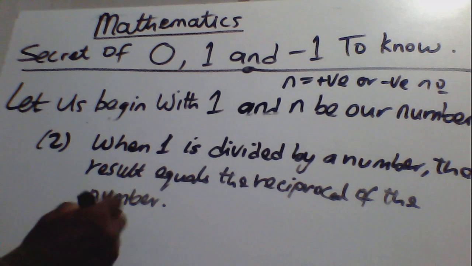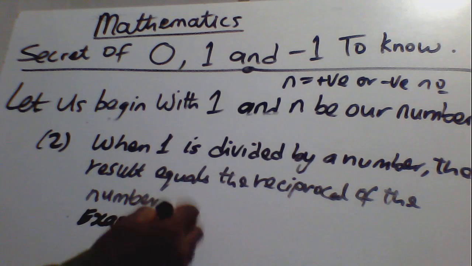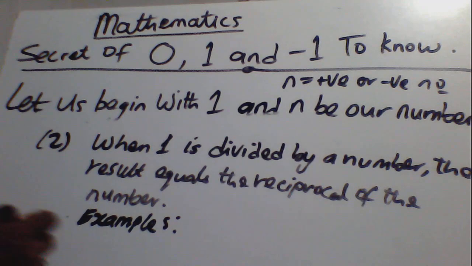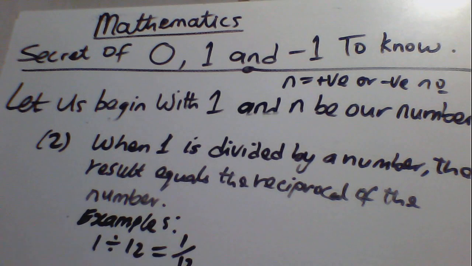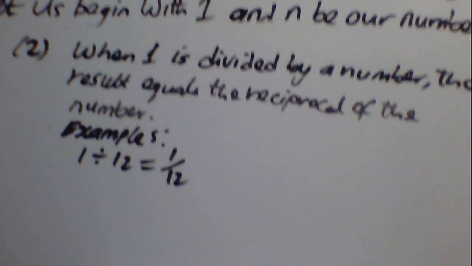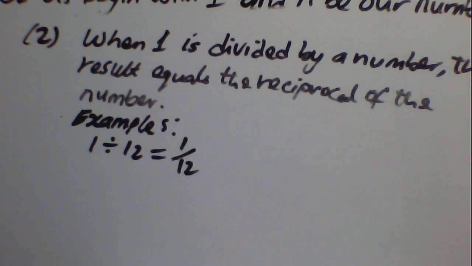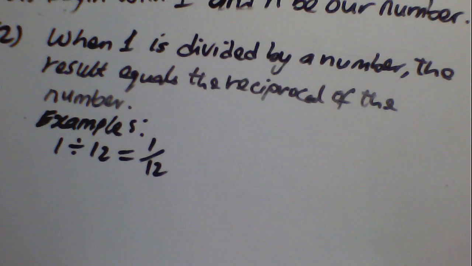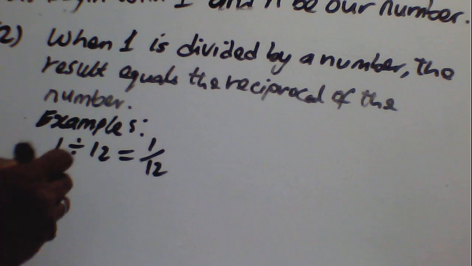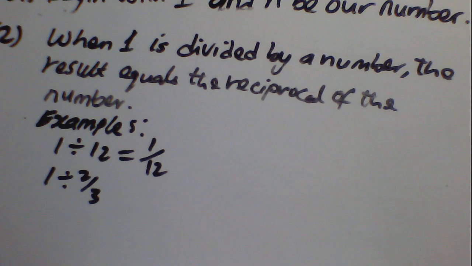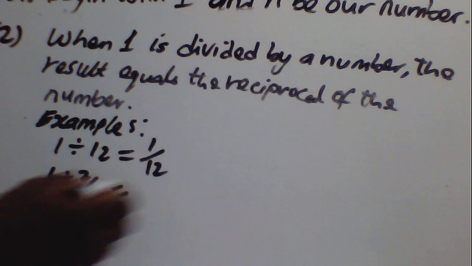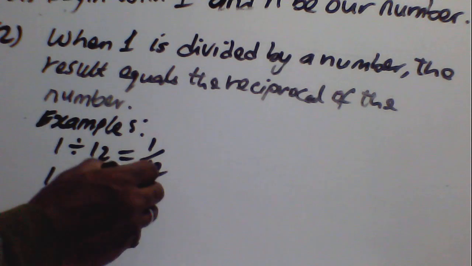So example, the first example is 1 divided by 12 is equal to 1 over 12. So that is what the sentence means. Dividing 1 by a number is equal to the reciprocal of the number. So 1 divided by 2 over 3. It must not be a whole number or integer, it can be a rational number, as you have seen. So 1 divided by 2 over 3 is equal to the reciprocal of this number, which is 3 over 2.